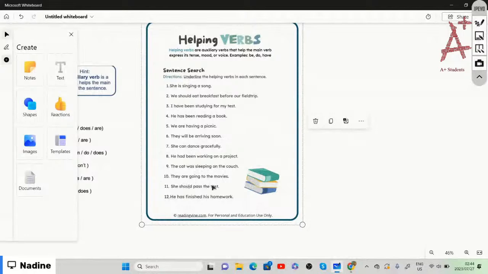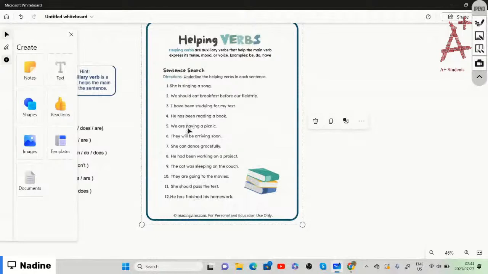They are going to the movies. Are is our helping verb, also known as our auxiliary verb. Going is the main verb. And she should pass the test. Should is our helping verb. Pass is the main verb. And then lastly, he has finished his homework. Has is our helping verb, and finished is our main verb.